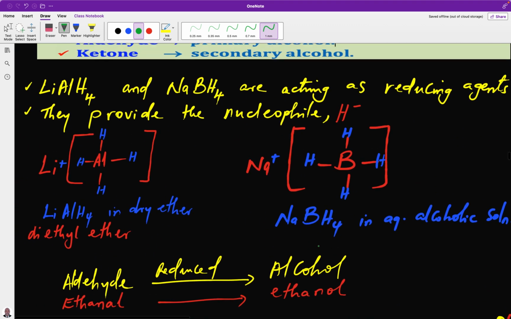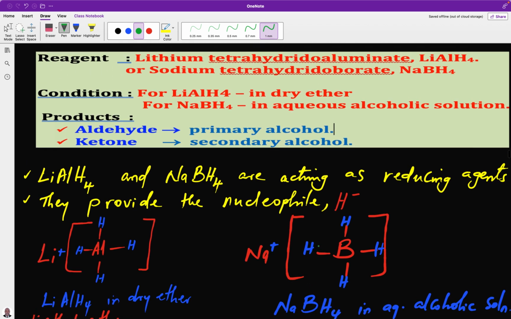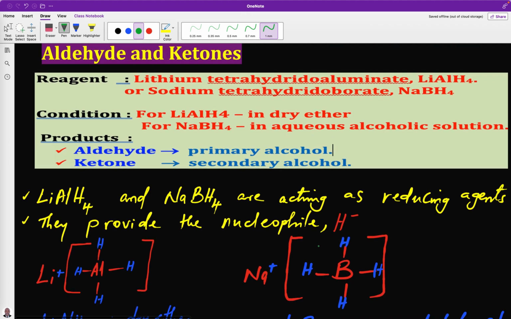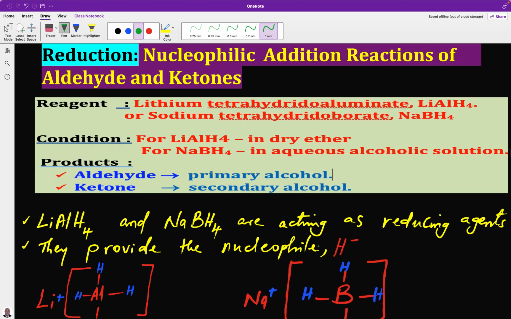Once more, reduction of aldehydes is the reverse of oxidation. In other words, we can call this a nucleophilic addition reaction of aldehyde. We are adding a nucleophile, the H minus. This reduction reaction can equally be called nucleophilic addition reaction of aldehyde.